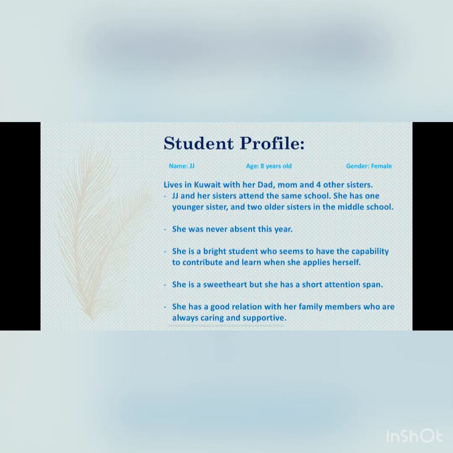JJ is 8 years old. She lives with her dad, her mom, and 4 other sisters. They attend the same school. She has one younger sister with her in the school and 2 older sisters in the middle school. She was never absent this year. She is a bright student who seems to have the capability to contribute and learn when she applies herself. She is a sweetheart, but she has a short attention span.